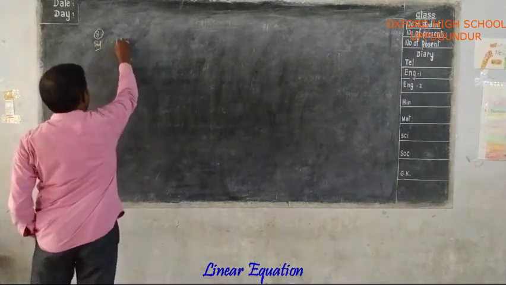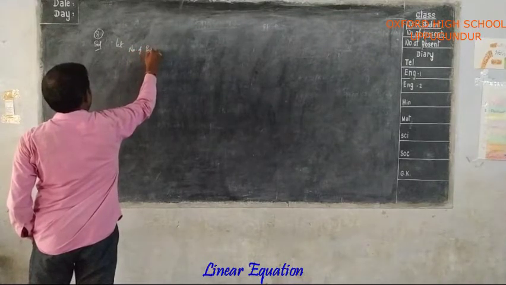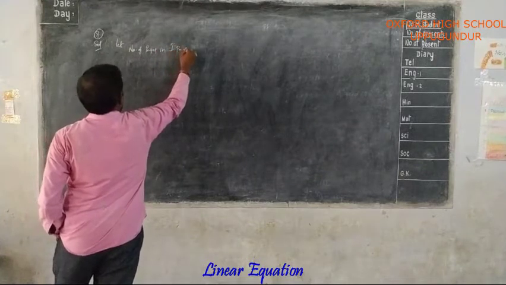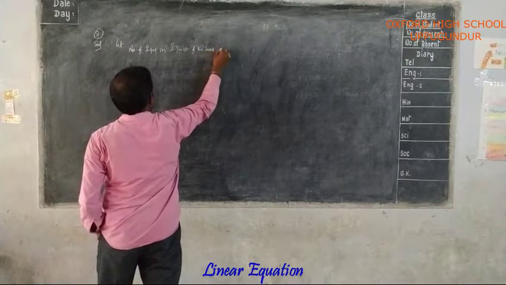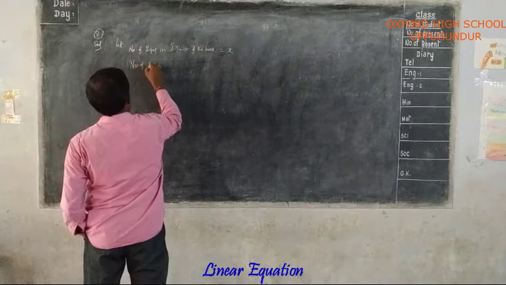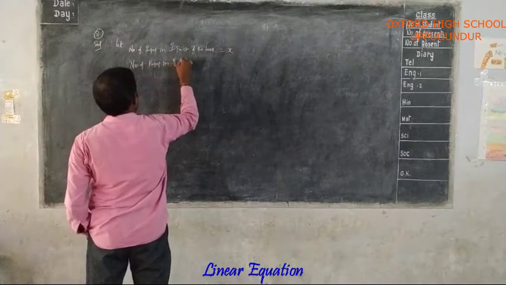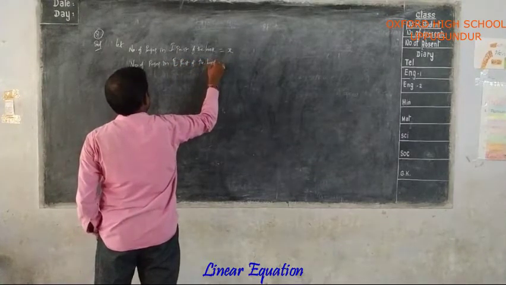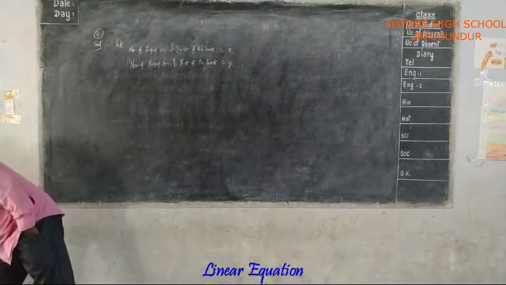Let the number of pages in the first part of the book be X, and the number of pages in the second part of the book equal Y. What is the condition they give?